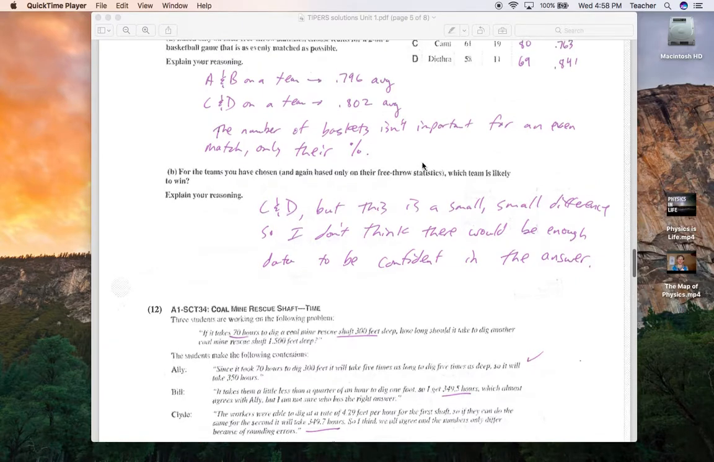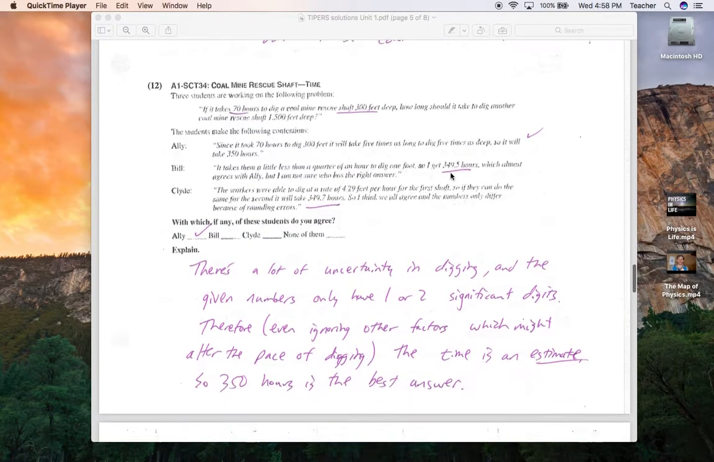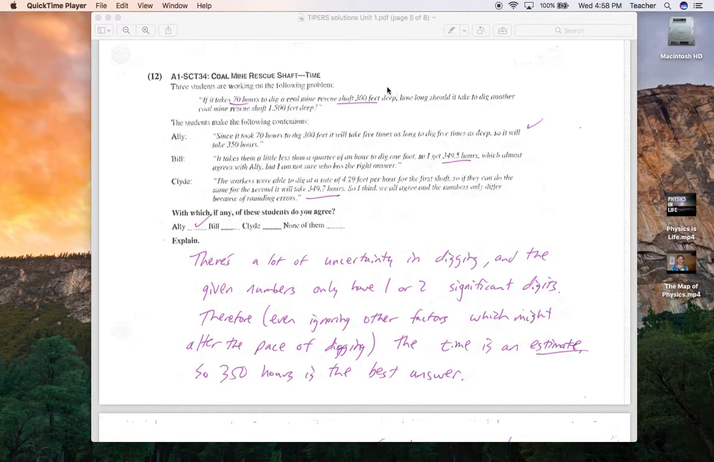C and D would win by a little bit. Their average free throw percentage is just a hair higher. Personally, I don't think it's probably meaningful because they're so close to each other. And finally, for number 12, this really deals with significant figures.